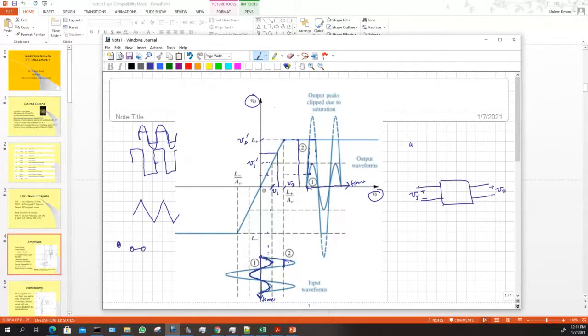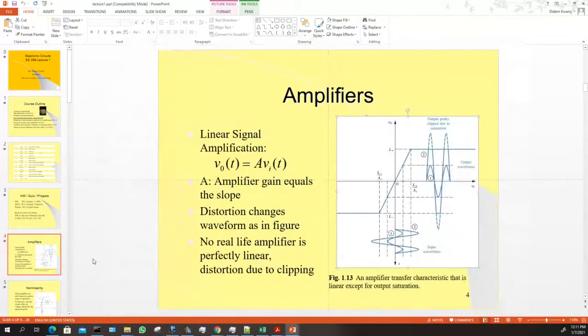Okay, so this is the input-output graph. Now, like I said, this is idealized. That's not the real thing. So, linear signal application: input times A gives output, and A is the amplifier gain, which is the slope of this line, right? Distortion changes the waveform. This is a distortion. It's the clipping that's happening.